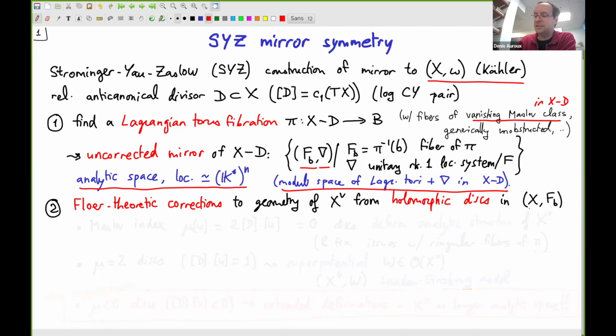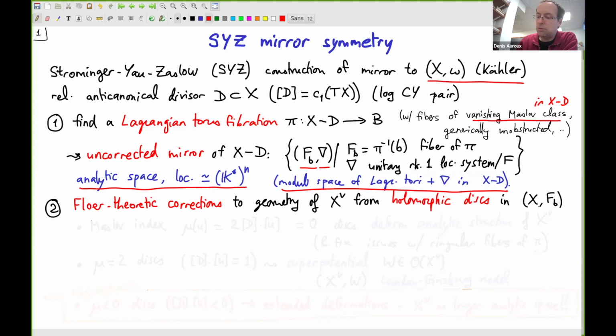Including holomorphic disks now in X, not in the complement of D anymore, because we are not going to try to stay just with X minus D. We want to get back to X. And so the slogan here is we are going to try to pass from the classical geometry of spaces of Lagrangian tori to instead the geometry of a space of objects of the Fukaya category corresponding to these tori.